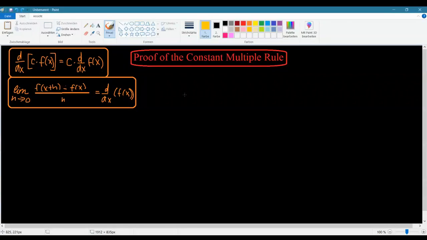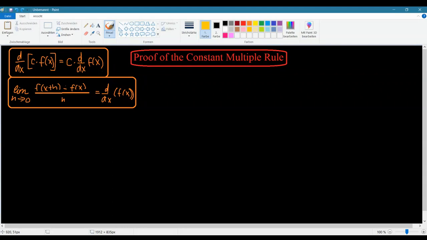Okay, today we are going to prove the constant multiple rule, which you see up here in the top left corner. It's basically just saying that the derivative of a constant times a function of x with respect to x is the constant times the derivative of the function of x with respect to x. So as you can see over here, it basically means we can pull that constant out.